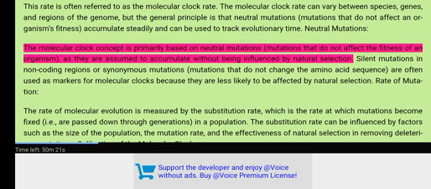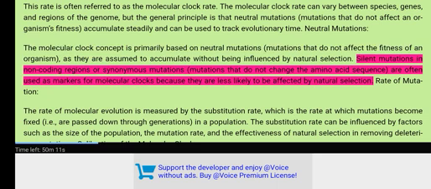Neutral mutations. The molecular clock concept is primarily based on neutral mutations, mutations that do not affect the fitness of an organism, as they are assumed to accumulate without being influenced by natural selection. Silent mutations in non-coding regions and synonymous mutations, mutations that do not change the amino acid sequence, are often used as markers for molecular clocks because they are less likely to be affected by natural selection.